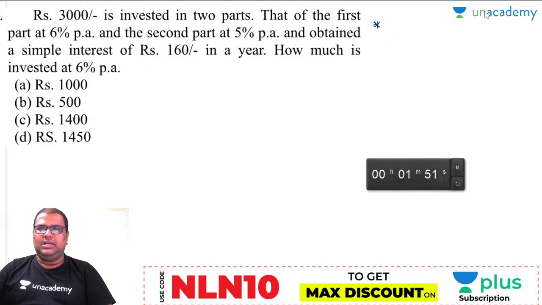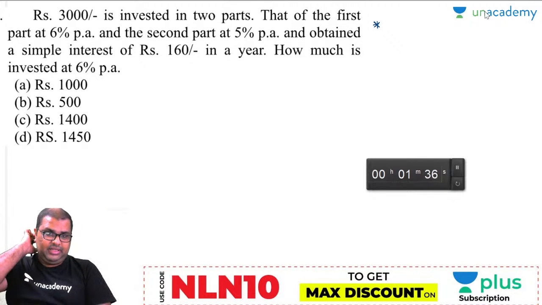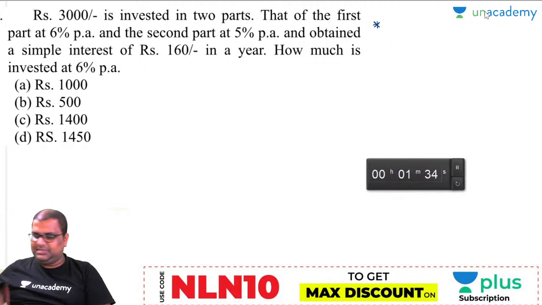Rupees 3000 is invested in two parts. The first part at 6% per annum and the second part at 5% per annum, and obtained a simple interest of rupees 160 in a year. Now see here, again the value is given, the number is given there. How much is invested at 6% per annum?